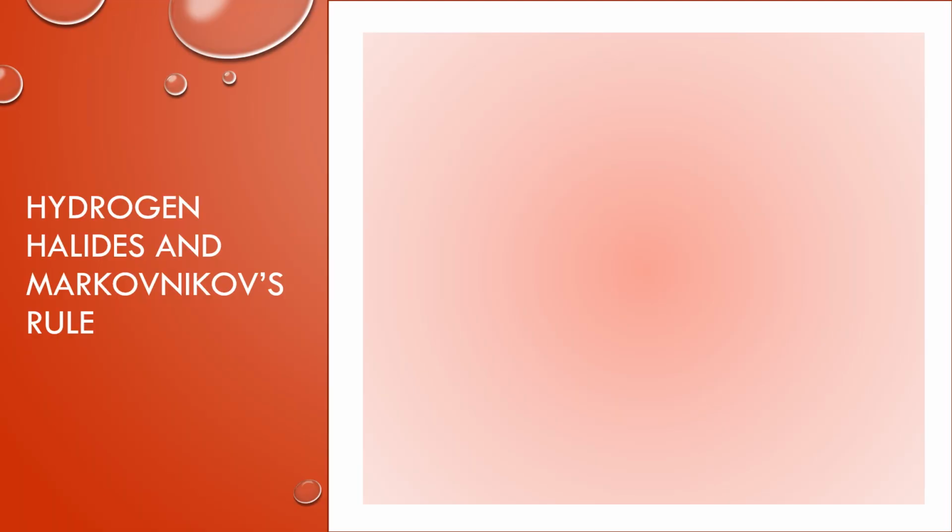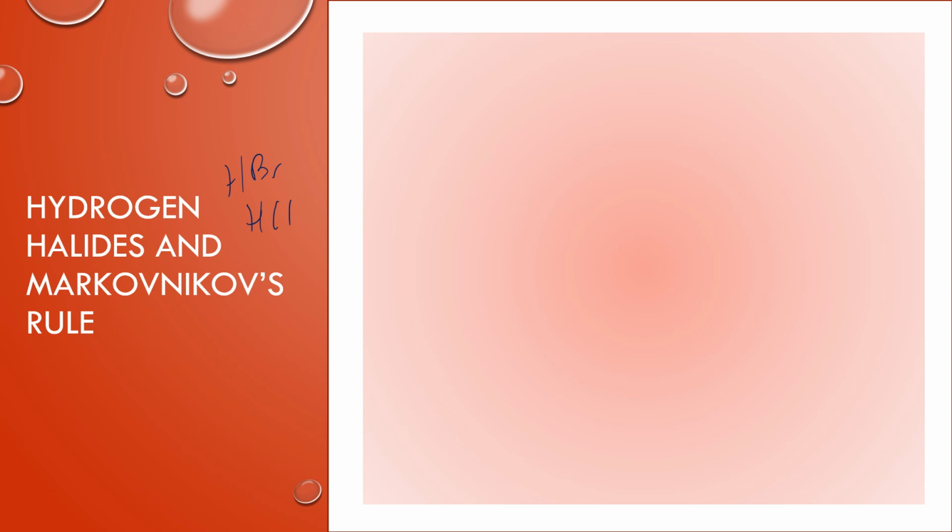Okay, so now let's say instead of adding a halogen or water across our double bond, we want to add a hydrogen halide. So that's something like HBr or HCl, hydrogen and halide. Because it's not symmetrical, it's going to follow something called Markovnikov's rule. And I'll show you what that looks like.